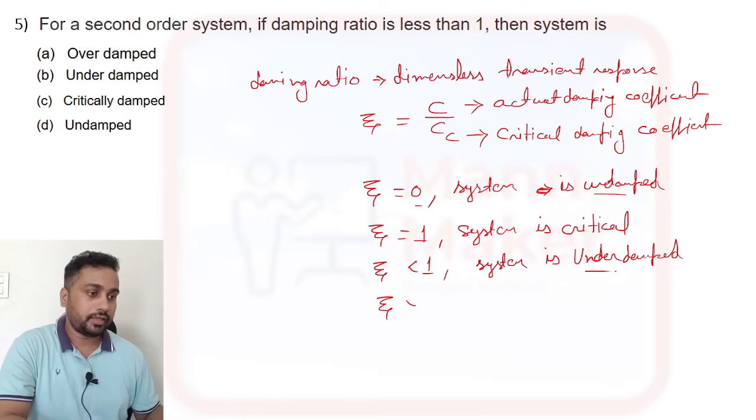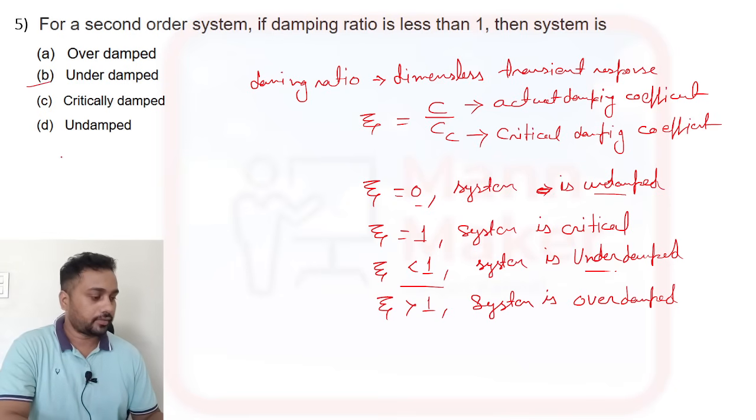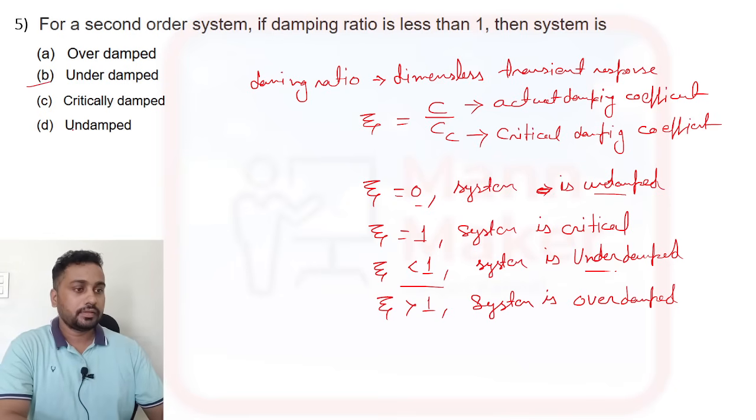When it is greater than 1, the system is called overdamped. So these are the conditions for zeta you have to remember. Here they have asked a question for a second order system. If the damping ratio is less than 1, the system is called underdamped. Underdamped means option B is your right answer. This one only you need to remember here.